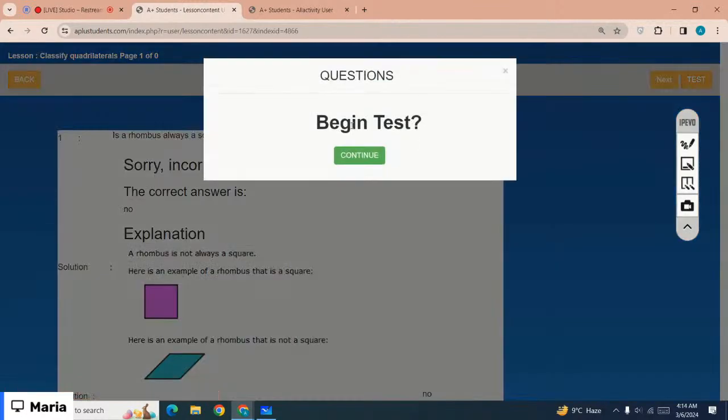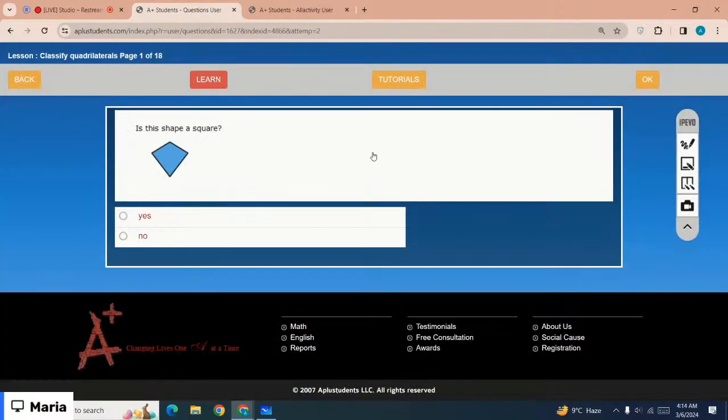Let's start with the test questions. Okay, is this shape a square? Yes or no? The correct option is no. This is not a square. A square has all four sides equal in length. So the correct option is no.